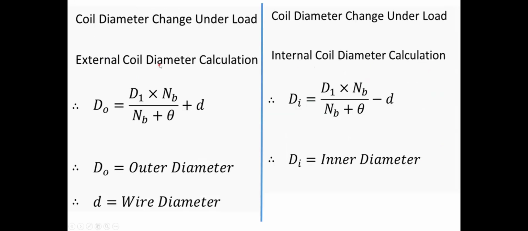Okay. So the coil diameter change under load: the external coil diameter DO, where the O represents the outer diameter, equals D1, the free length without any force applied, times the number of body coils MB divided by the number of body coils plus theta, plus D, the wire diameter. And the inner coil diameter equals D1 times MB divided by MB plus theta, minus D, the coil diameter.